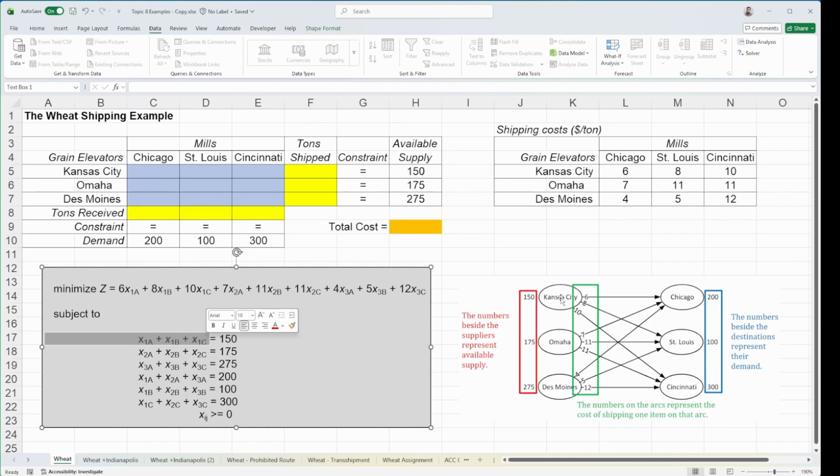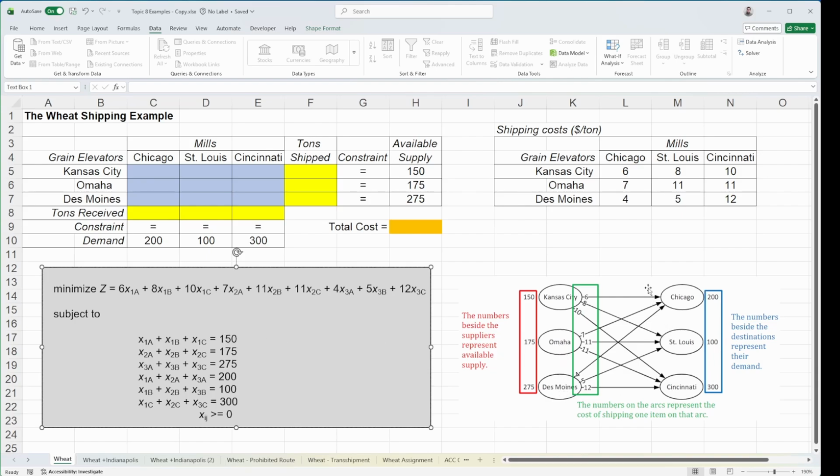Right? So from Kansas City, 1, to Chicago, which is A, so X1A. From Kansas City to St. Louis would be X1B. Kansas City to Cincinnati, X1C. So we have X1A plus X1B plus X1C on the left, and on the right-hand side of the equation, we have 150, which is the supply. Same thing for Omaha and Des Moines.